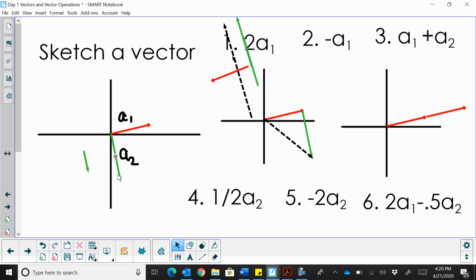So here's my a sub 2, and I need to make it smaller, half the length. And I also want it to go in the opposite direction. I'm going to use the head to tail method and put it here on the end. And there we go. That would be the diagram or the sketch for that vector, but I also need to go back and draw my resultant vector from beginning to end, and there is my resulting vector.